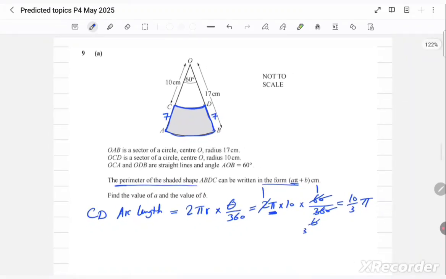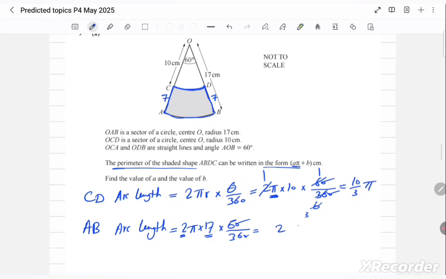The second part is AB. Arc length equals, again, the same formula. So 2 pi times r, which is, the radius was 10 in the first one, but the radius here is 17, times theta, it's the same, 60 over 360. So again, it's 2 times 17, 34. Or let's simplify first.